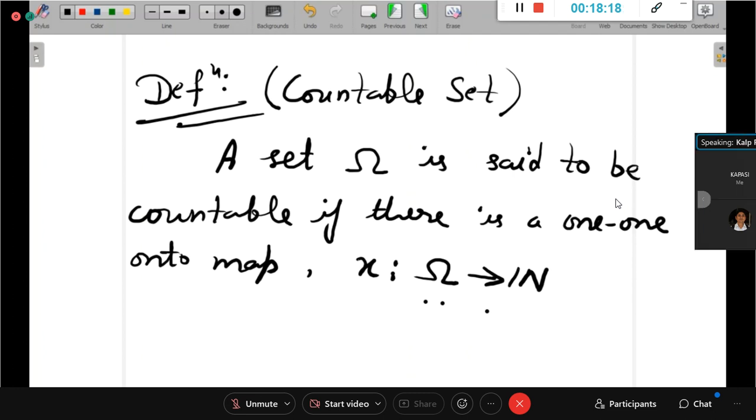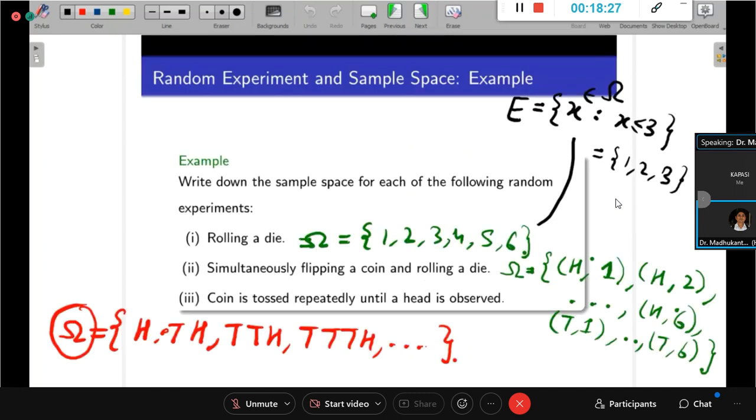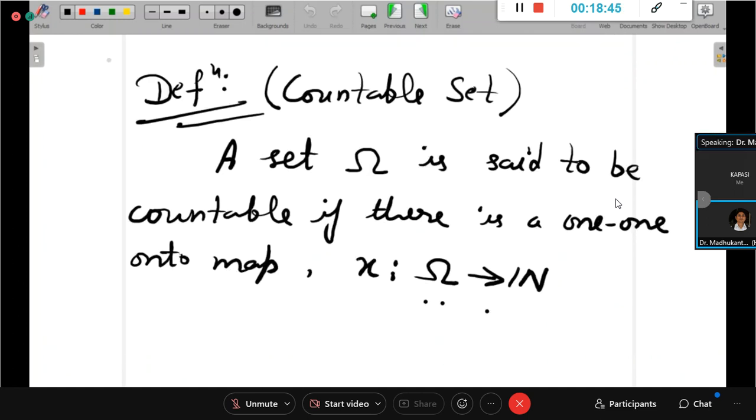How is that third example countable? We don't know when the head will come. In this third example, a coin is tossed repeatedly until a head is observed. But you know how many tails can occur, no? This is why I have given you this as an exercise: how will you assign a one-one onto correspondence between the set of natural numbers and omega.